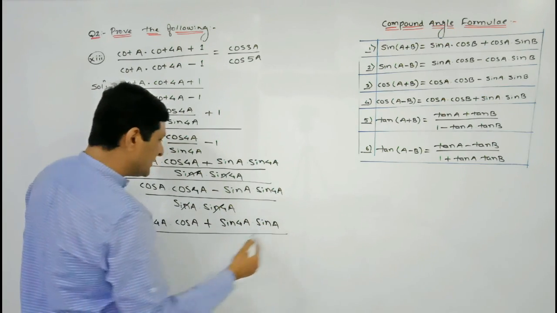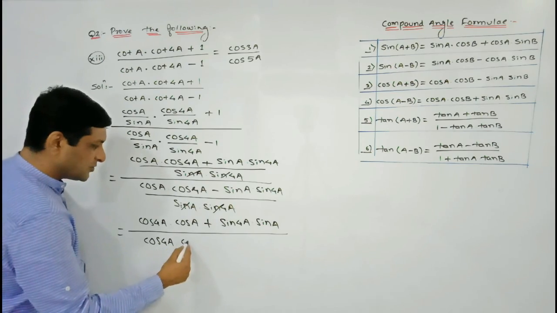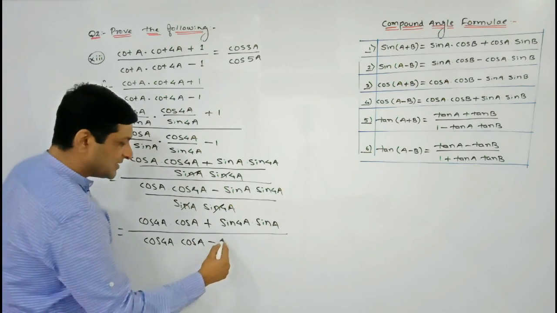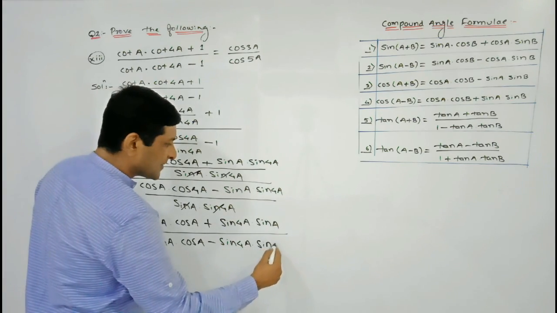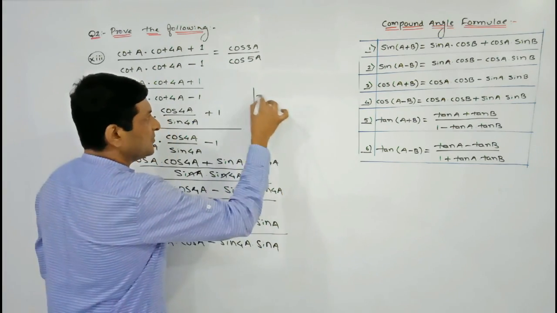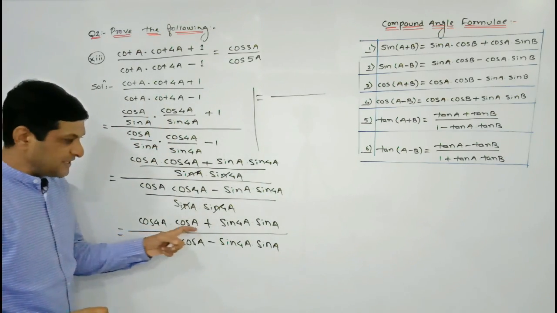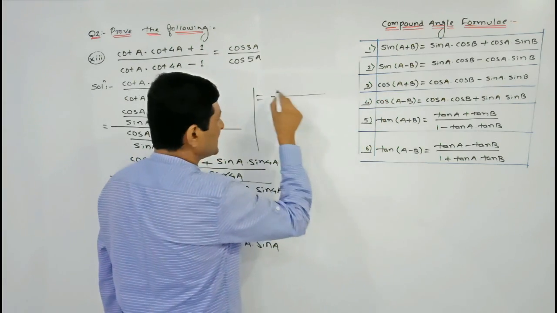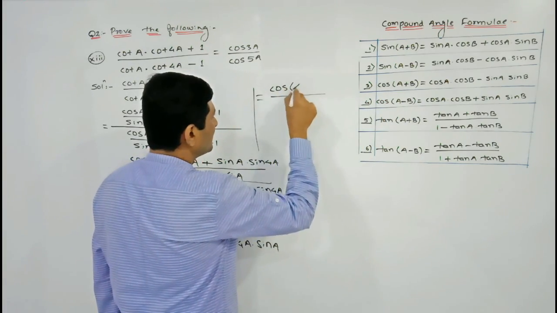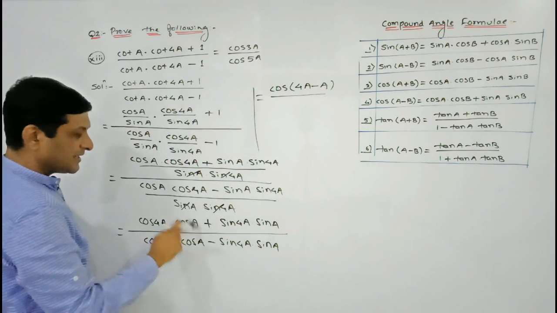Use the same method in the denominator. Denominator can be written as cos 4a into cos a minus sin 4a into sin a. So which is equal to, now if you observe the numerator very carefully, it is in the form of cos a into cos b plus sin a into sin b, which is nothing but the formula of cos a minus b. What is a here? 4a, and b is nothing but a. So 4a and b is a.